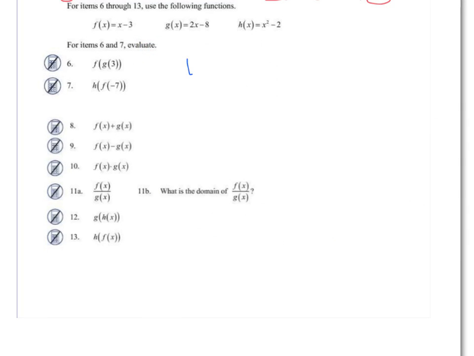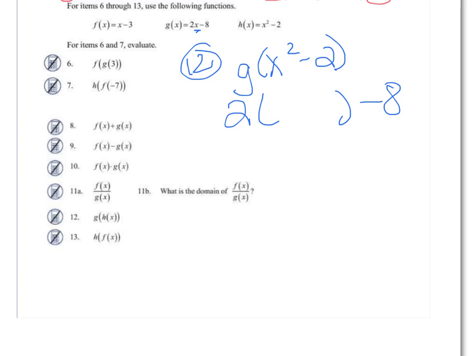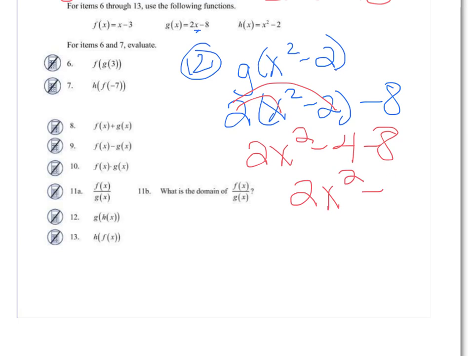Now for 12, g of h, so I'm going to replace the x in the g function with x squared minus 2. And we have to simplify, so I'm going to distribute the 2. And then combine like terms, so we get 2x squared minus 12.